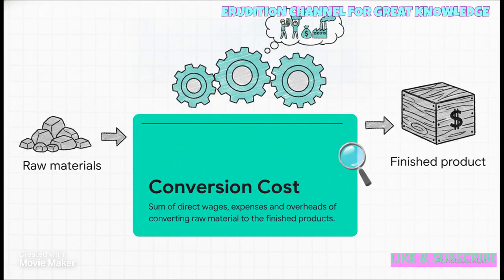So, what exactly is a conversion cost? Simply put, it represents the heavy lifting. It's the total sum of direct wages, direct expenses, and overhead costs required to convert raw material into a finished product. Or, converting a material from one stage of production to the next. Basically, think of it as the cost of the process itself. It's everything required to actually transform those raw materials into something you can sell.